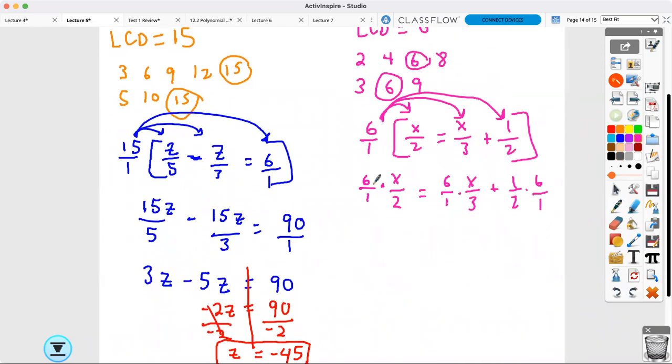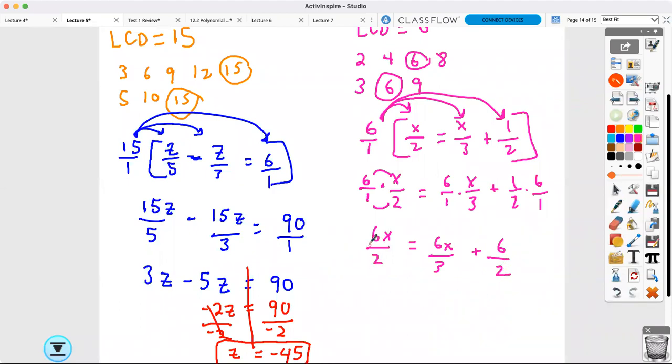So now we multiply. 6 times x is 6x. 1 times 2 is over 2, equals 6 times x is 6x. 1 times 3 is over 3. Let me know if I ever make a mistake because I'm not perfect either, guys. And then the last thing, 1 times 6 is 6 over 2 times 1, which is 2.